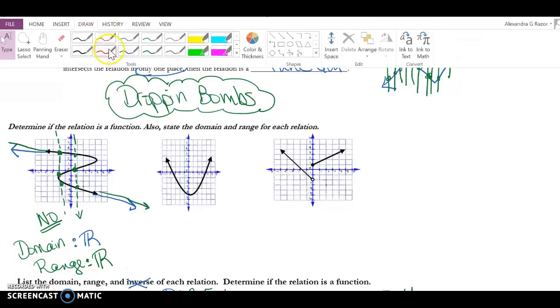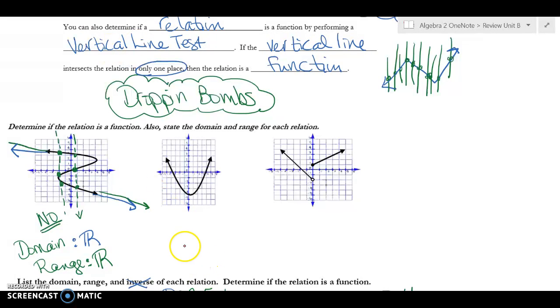All right, let's look at the next one, change color so it's easier to see. So first thing I do is I drop some bombs. Boom. And boom. Everywhere I drop a bomb, it only blows up once. So this is a function, yes.